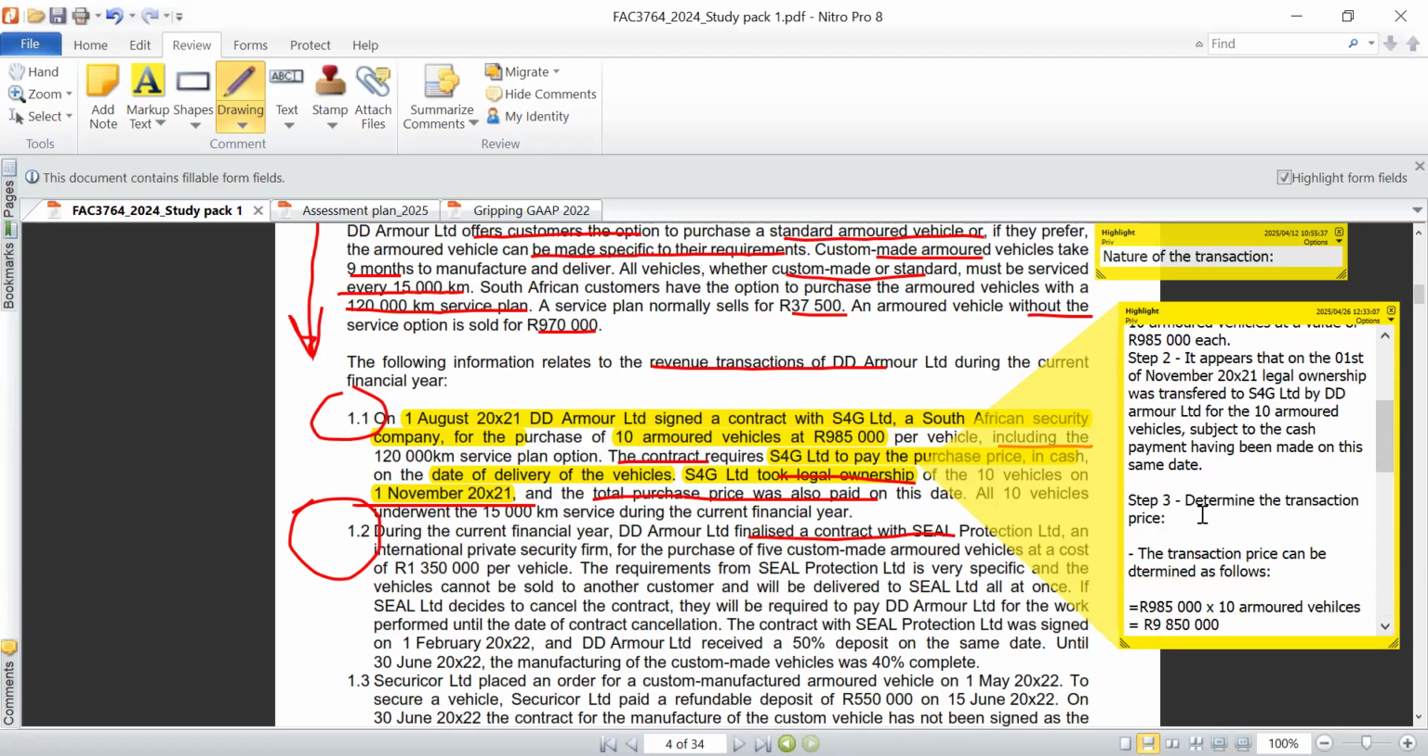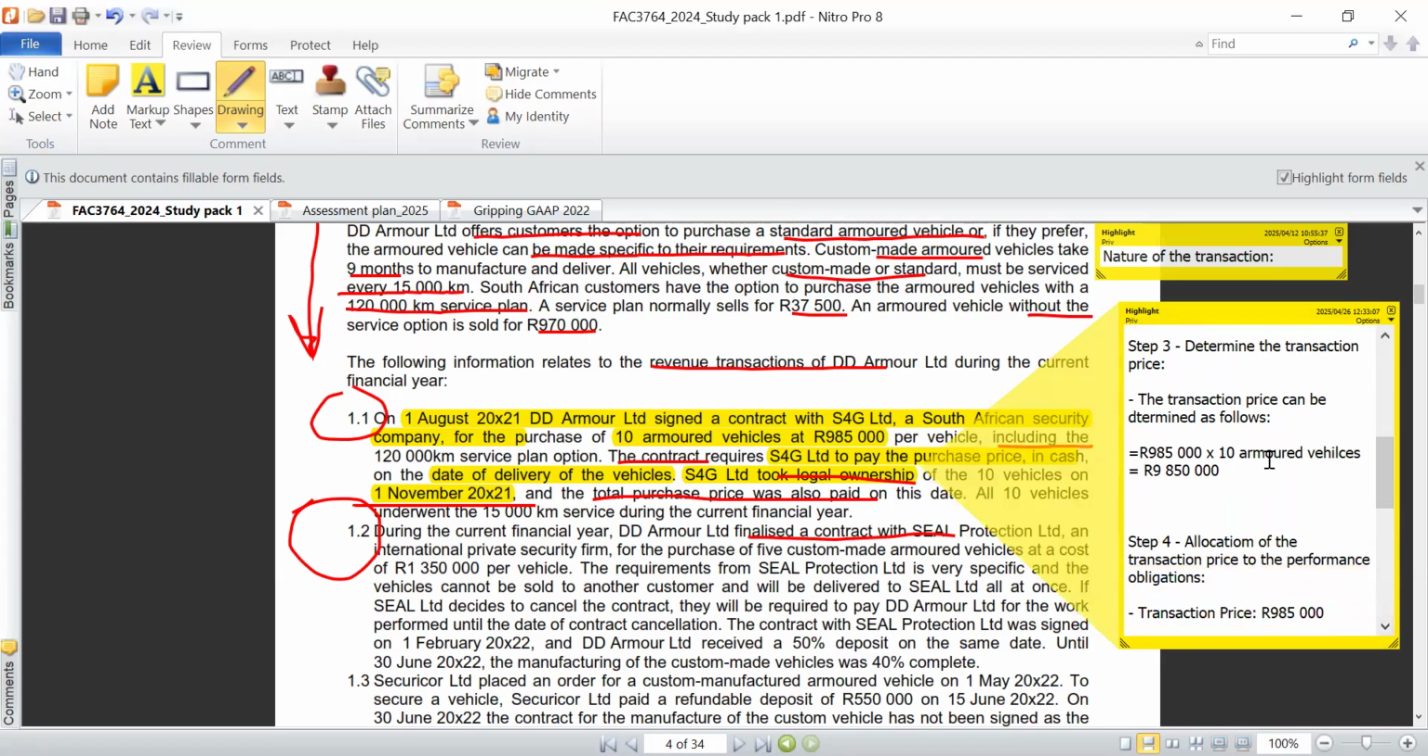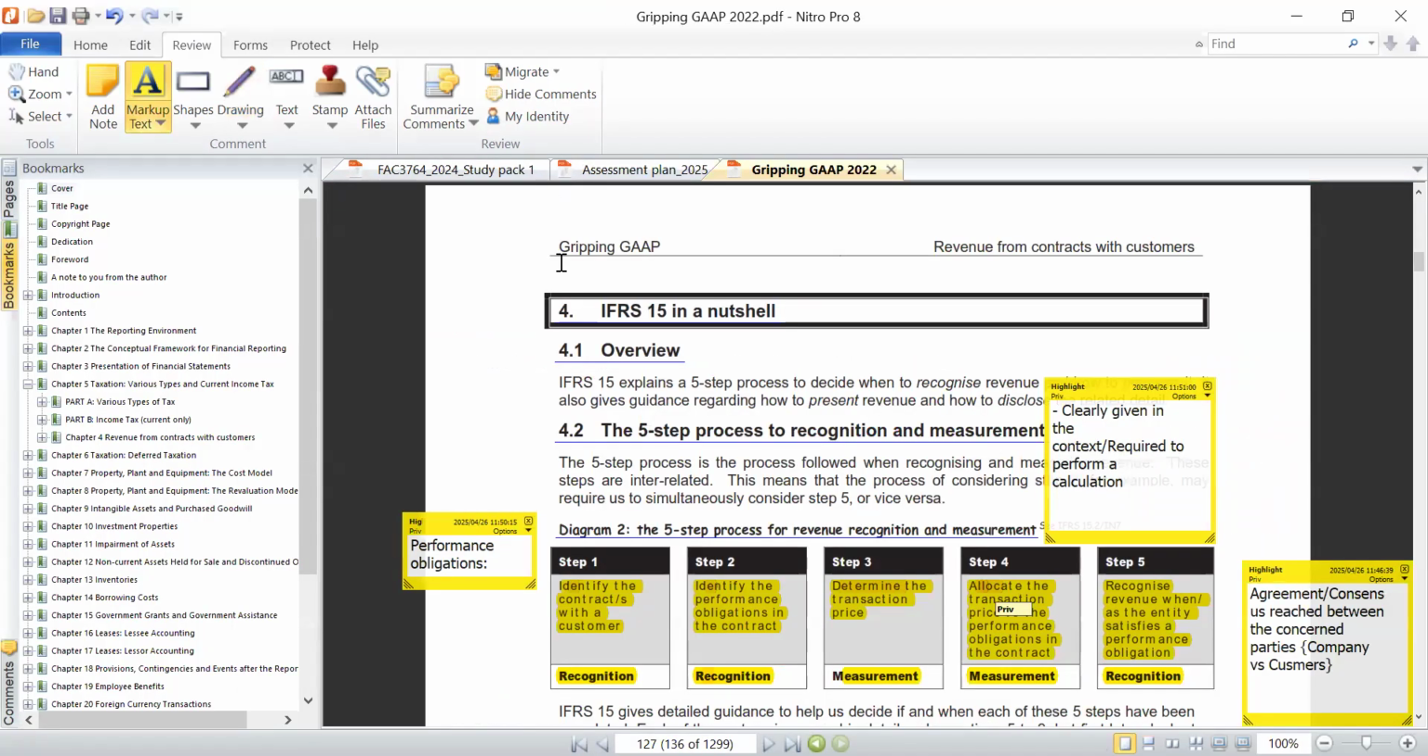So step 3, what was happening is we determined the transaction price, where we simply took the purchase value, which is 985,000 rands, multiplied by 10 armored vehicles to give you a total of 9,850,000. That was step number 3. Step number 4, colleagues, is the allocation of the transaction price to the performance obligations.